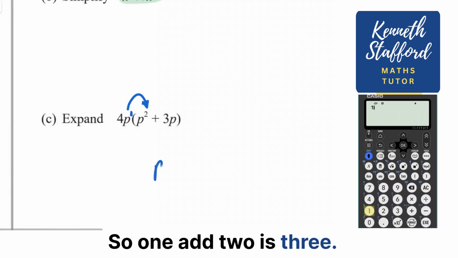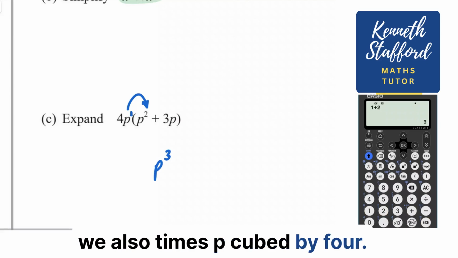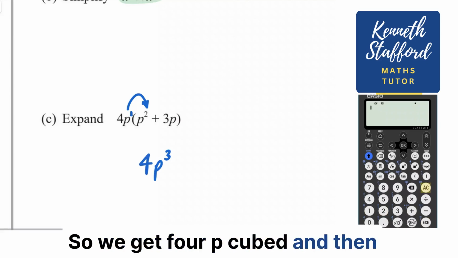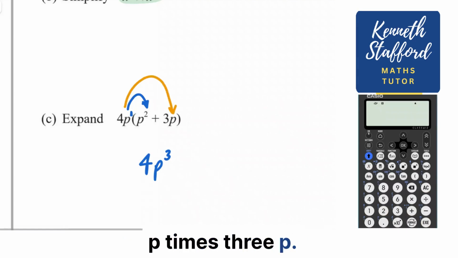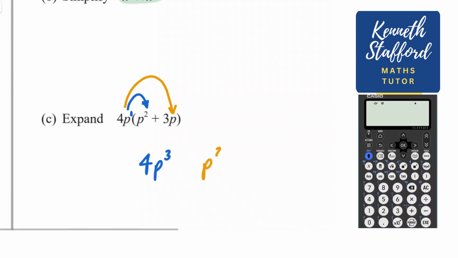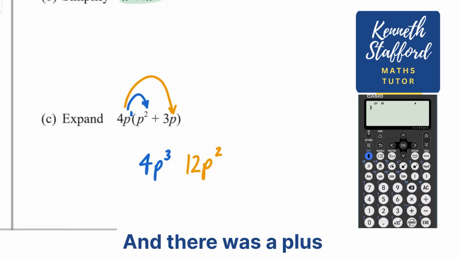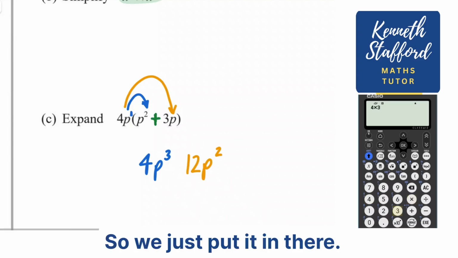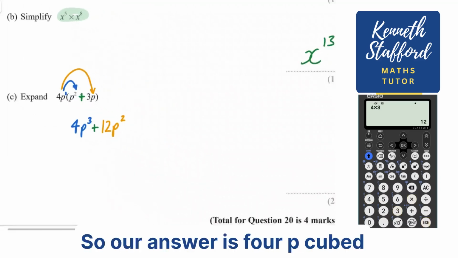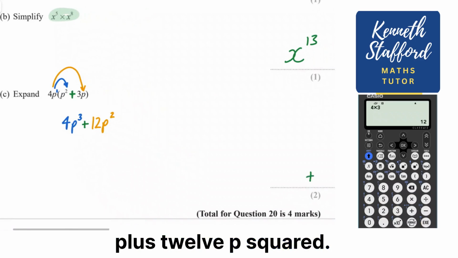So 1 add 2 is 3. And because of the 4, we also times p cubed by 4. So we get 4p cubed. And then we're going to do 4p times 3p. So p times p is p squared, and 4 times 3 is 12. And there was a plus symbol here, so we just put it in there. So our answer is 4p cubed plus 12p squared.